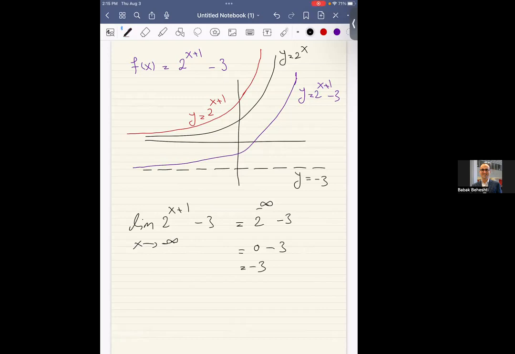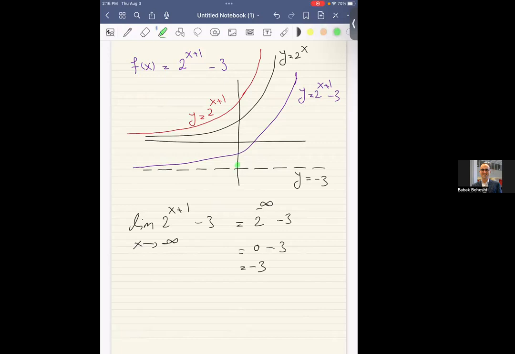And remember, is this clear? The graph. Now, what is the range? So look at the y values. What is the range? Greater than -3.